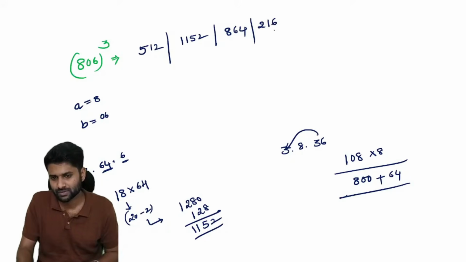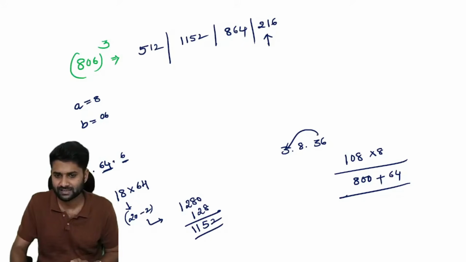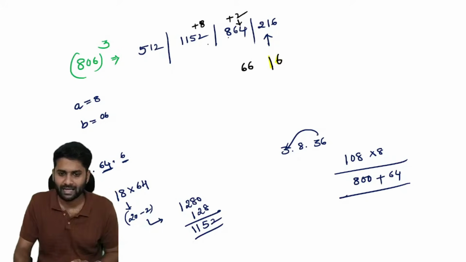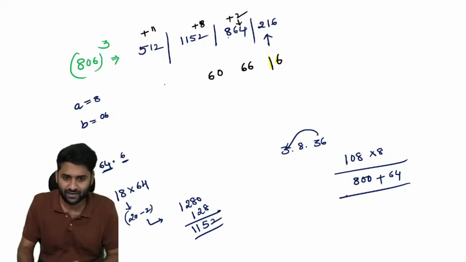6 cube is 216. I told you now, you have to write only two digits. So here the two digits are 16. And the remaining two you should carry. And 64 plus 2 is 66. Now 8 you should carry. 1152 plus 8 is 60. Write down 60 and 11 is carry. And 512 plus 11 is 523.